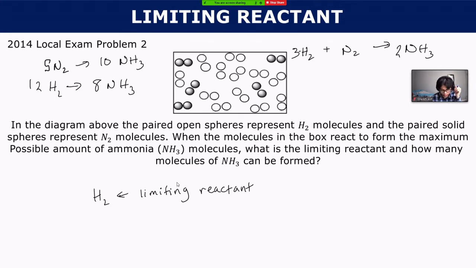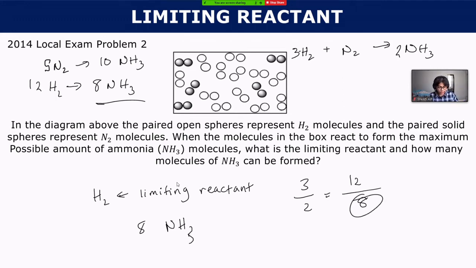But that's not all the question asks. It also asks, how many molecules of NH3 can be formed? Well, I guess we just calculated that here. So it's 8 NH3 molecules. And that's because hydrogen is in a 3 to 2 ratio. So if you have 12, you're going to need 8. So you have 8 molecules of NH3. So the answer to this question is that H2 is the limiting reactant, and you can make 8 ammonias with that amount.